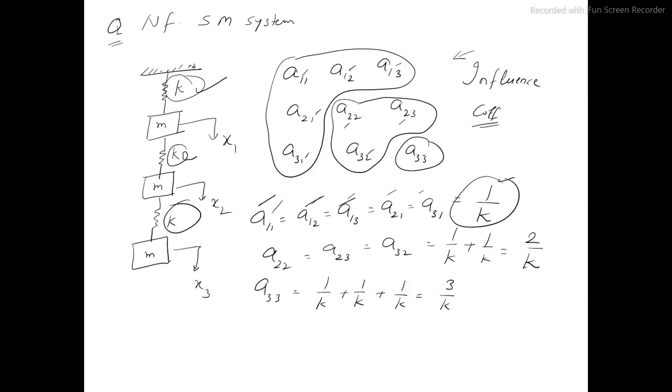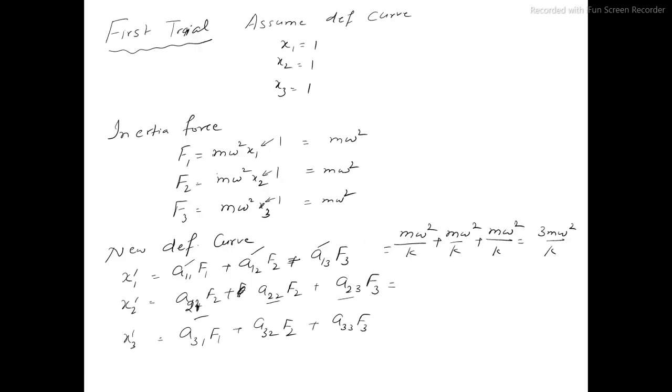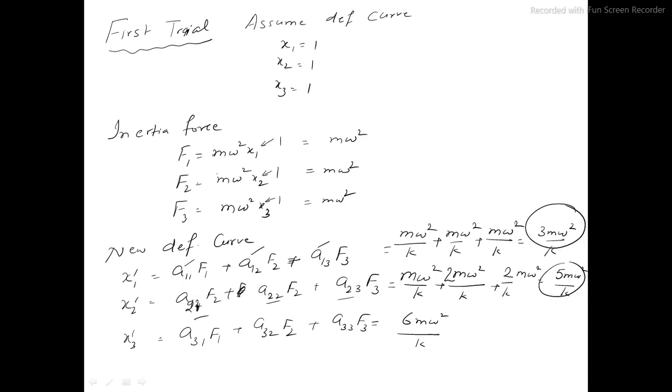We have calculated the values of influence coefficient. From here we will pick. So a21 is 1 by k, and a22 is 2 by k, so we will write 2 here and k here, and again the other one is 2 by k, so it is 2 by k m omega square. So it is 5 m omega square by k. Just put the values and find out the new deflection. Again we will put the values here, so I am directly writing the final value. So we have calculated three deflection curves, this one and this one.